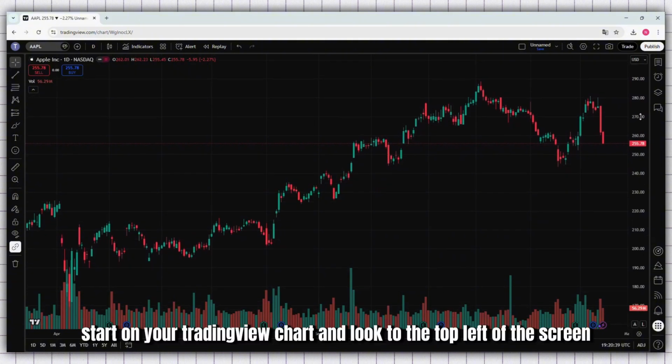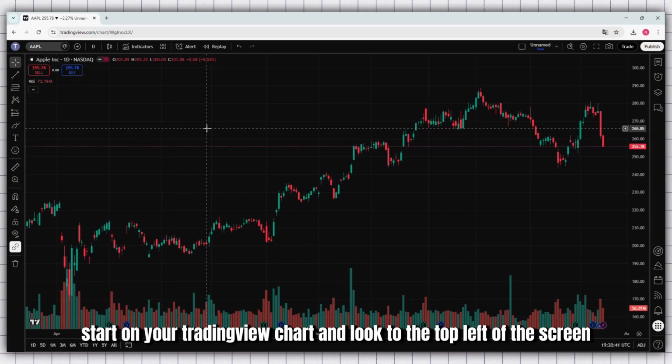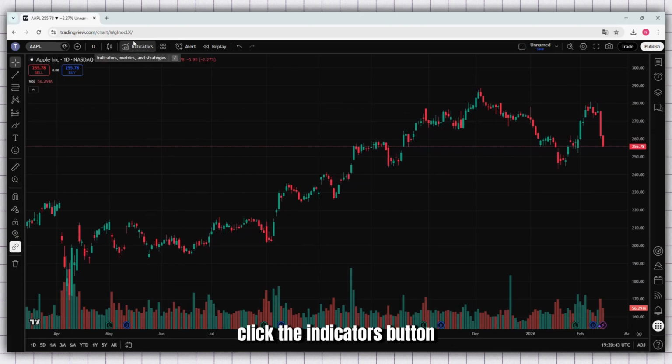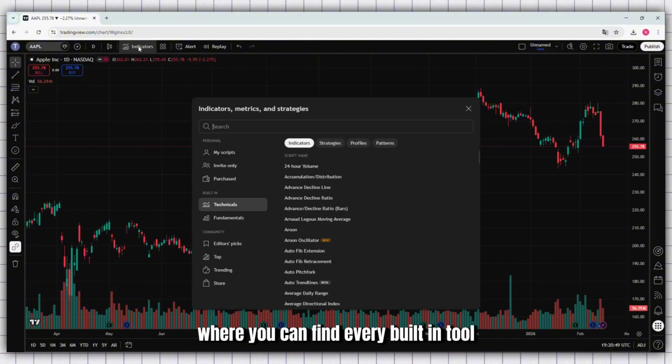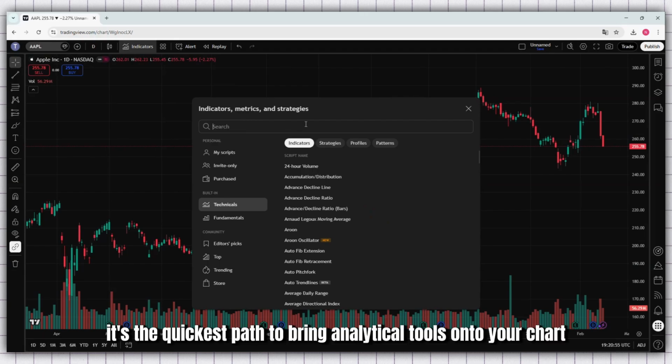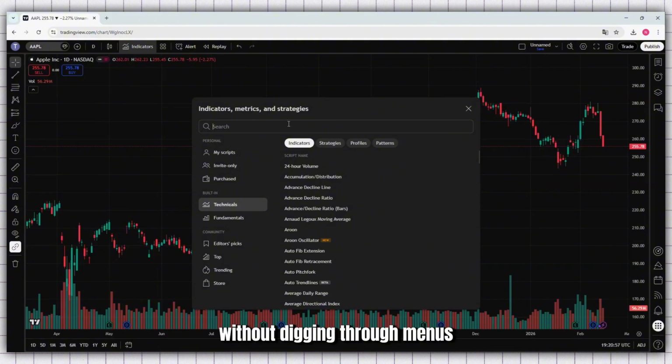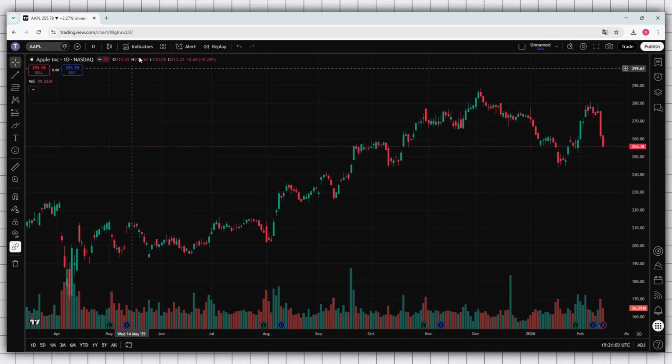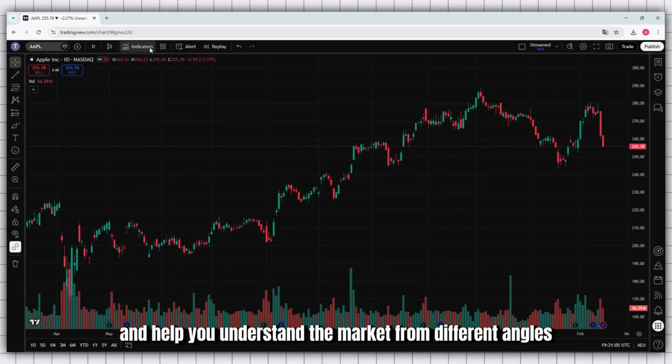Start on your TradingView chart and look to the top left of the screen. Click the Indicators button, the one typically marked with the AFX icon. This opens the Indicators panel, where you can find every built-in tool and a large library of community scripts. It's the quickest path to bring analytical tools onto your chart without digging through menus. This is also where you can explore a variety of tools that can complement your analysis and help you understand the market from different angles.